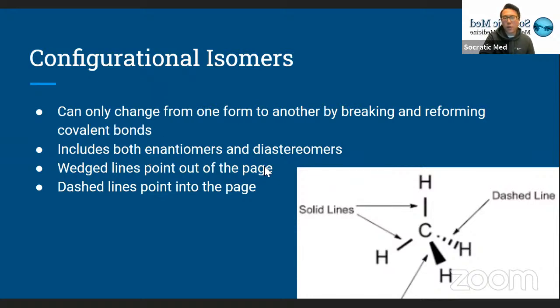So when looking at configurational isomers, you have to note that wedge lines are the ones that point out of the page. So if you're looking at a solid plane, it's the one pointing out. Dash lines are the ones that point into the page, into the plane. And then solid lines are the ones that are parallel against the plane. So the solid lines would be parallel against your screen right now.